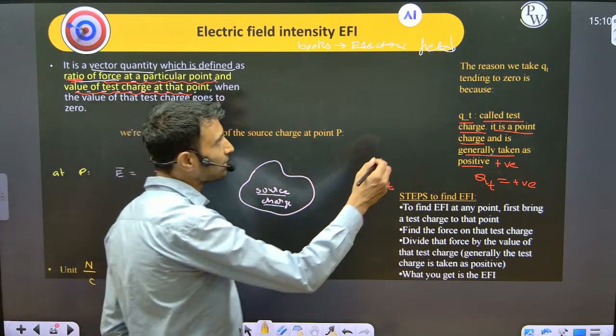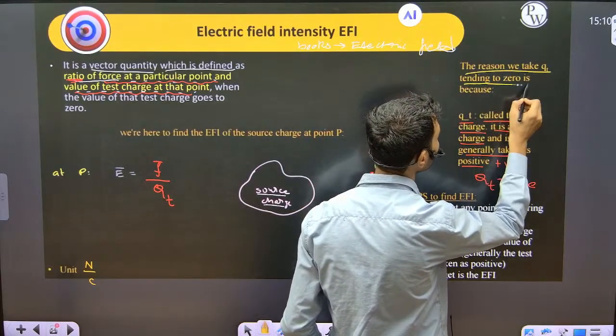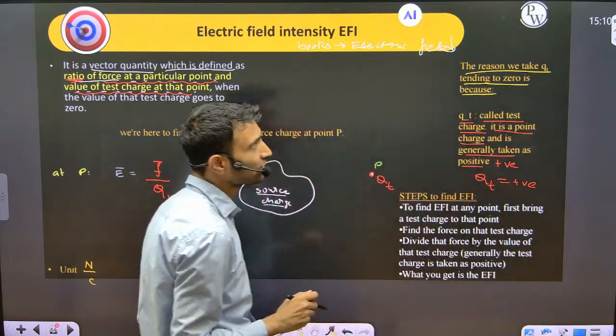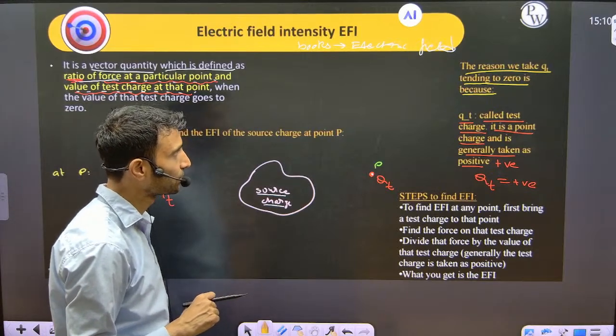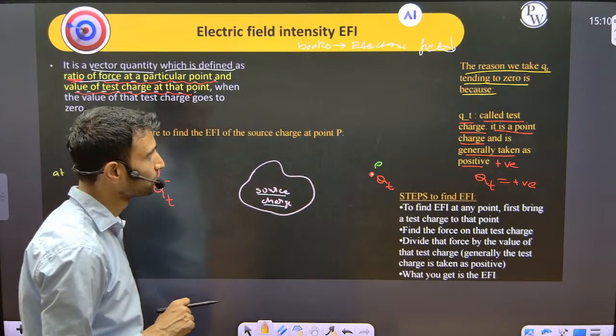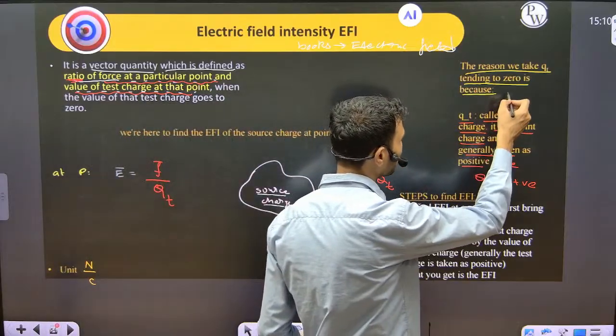What is the reason we take QT tending to 0? Why do we take QT tending to 0? What is the reason?